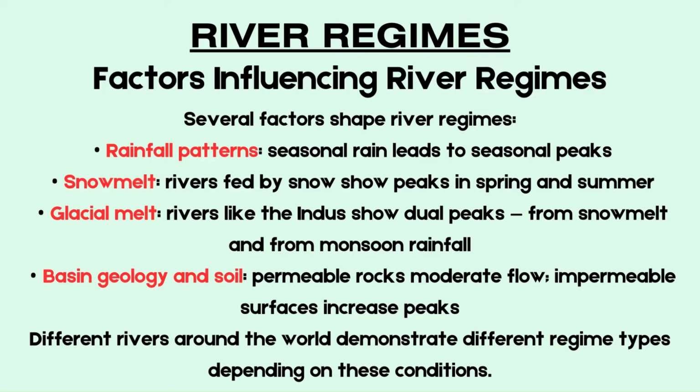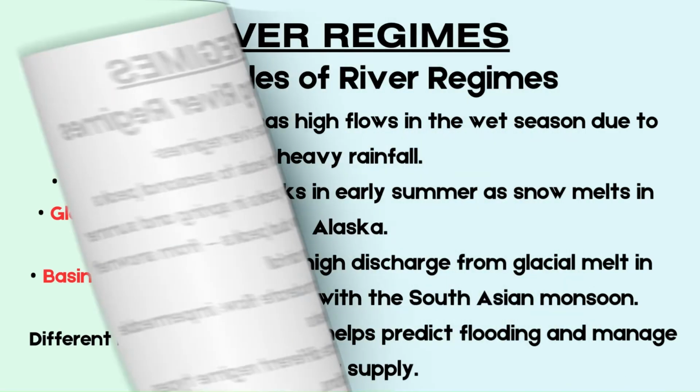Glacial melt. Rivers like the Indus show dual peaks, from snowmelt and from monsoon rainfall. Basin geology and soil. Permeable rocks moderate flow, impermeable surfaces increase peaks. Different rivers around the world demonstrate different regime types depending on these conditions.